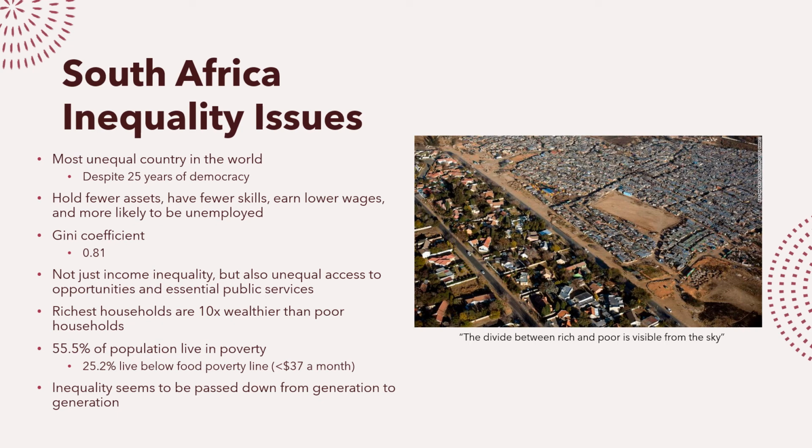The South African population, 55% of them, live in poverty. 25.2% live below the food poverty line, which is making less than $37 a month. Inequality seems to be passed down from generation to generation in South Africa, as nothing seems to be getting fixed. And as you can see from this horrible picture on the right, the divide between rich and poor is even visible from the sky. You can see clearly where the rich live and where the poor live.